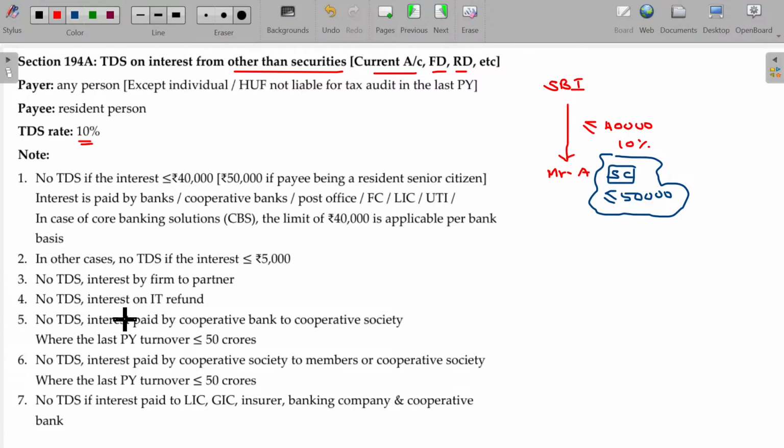So, Mr. A has the money in current account or SB account or FD, RD, whatever it may be. Whatever sort of interest it may be, not being on securities.